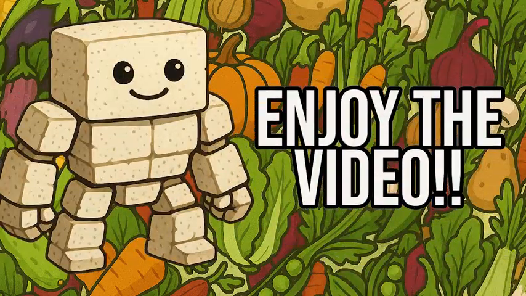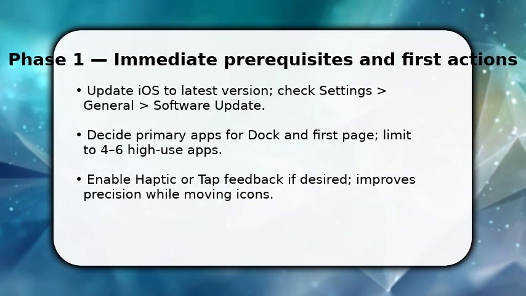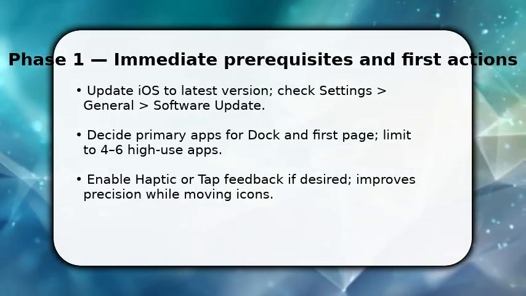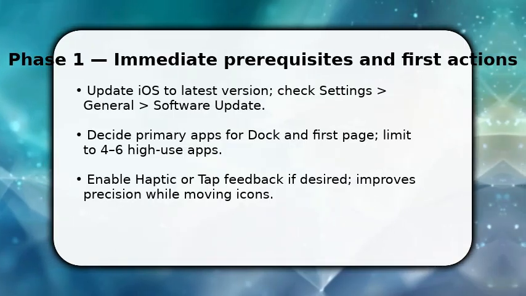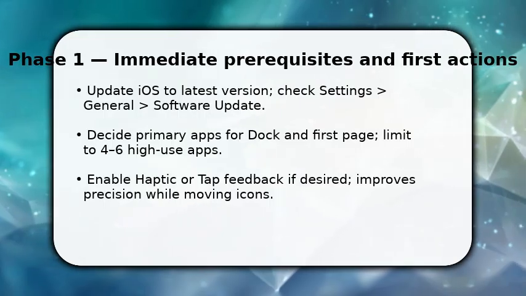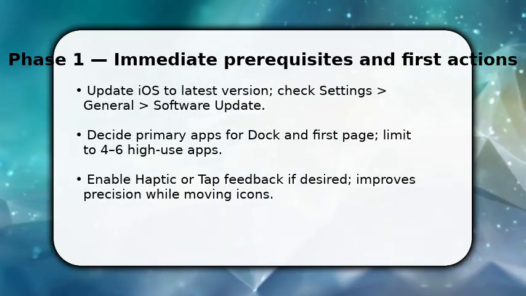Please enjoy the video. You'll begin by confirming prerequisites and immediately entering jiggle mode. Open the home screen, press and hold an app until icons wobble, or long press, then choose Edit Home Screen. Once done, drag primary apps to the dock so they remain visible.